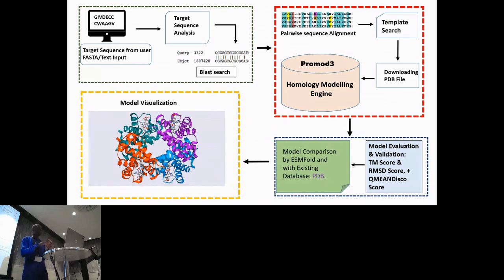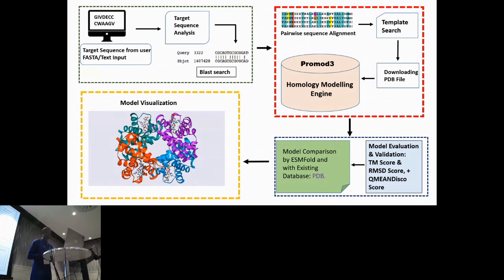We actually have a protein sequence analysis step prior to the sequence alignment step, where we're just giving you different parameters of what we found in your protein of interest. Then we do the pairwise sequence alignment, do a template search, and we are going to use Promod 3 for the homology modeling engine and give you two templates where you can pick one of the two templates.